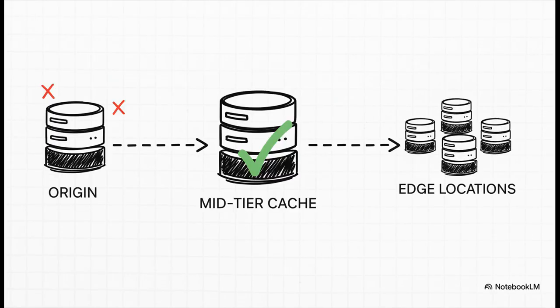AWS added another layer to make this whole process more efficient, called regional edge caches. Think of it like this. The individual edge locations are like small, local convenience stores. The regional edge caches are the big regional distribution centers. They're much larger, so they can hold more stuff, especially the less popular content. So if a local edge location has a miss, it first checks with its bigger regional sibling before going all the way back to the main origin. This takes a ton of pressure off your origin server.